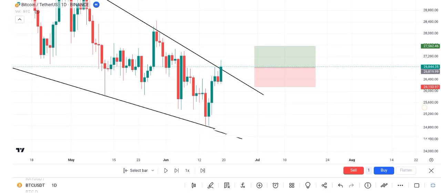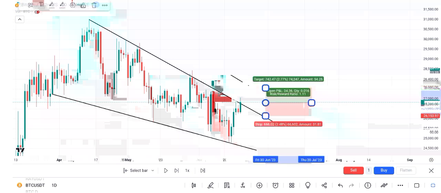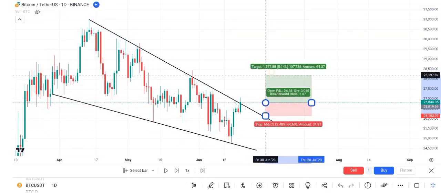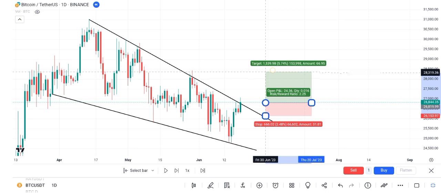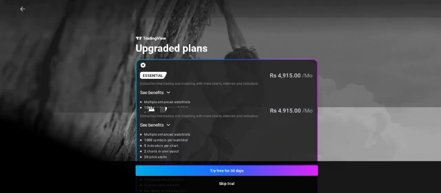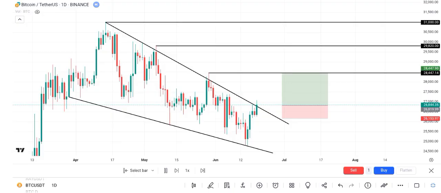Now you can see that these upper resistances will be my TPs. For example, this first resistance will be my TP number 1, second resistance will be TP number 2, and third resistance will be my TP number 3. So when the price hits TP number 1, sell 50%.